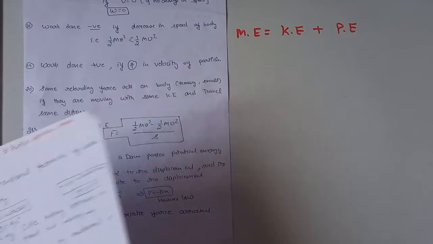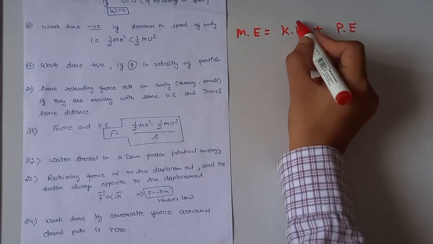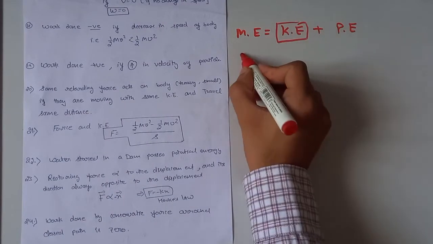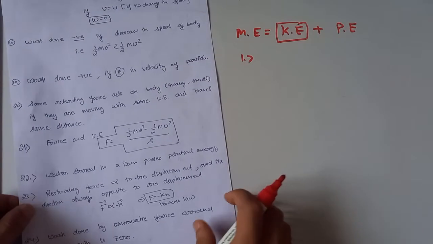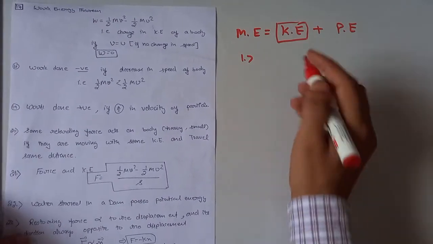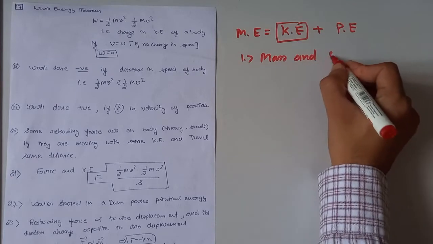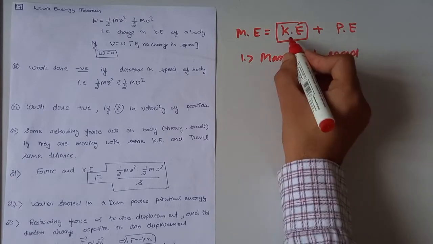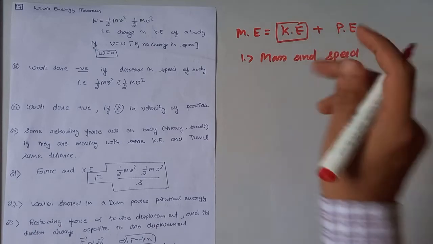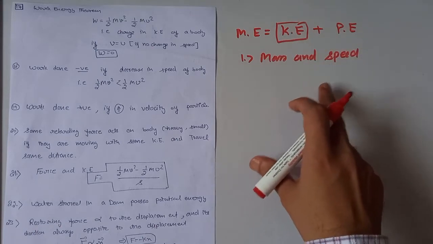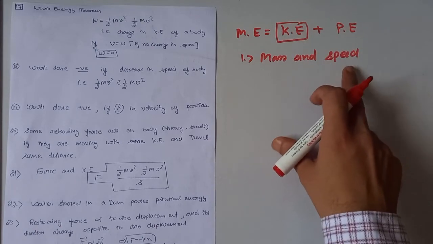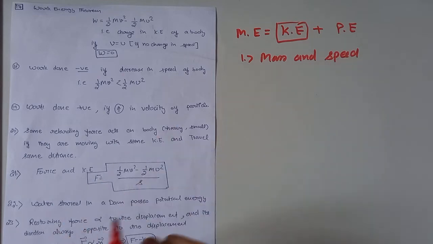What is kinetic energy? Our first key point is that kinetic energy depends upon the mass and speed of an object. Keep in mind, it does not depend upon velocity. It depends upon the speed of an object.